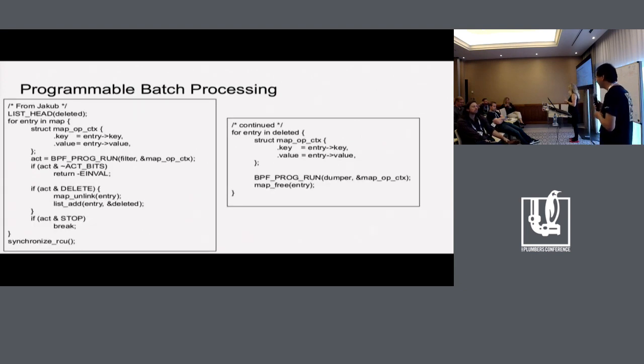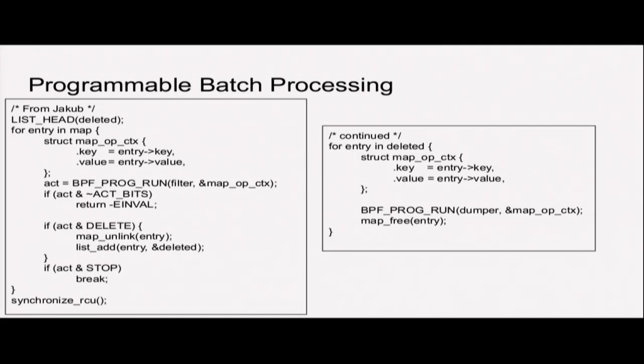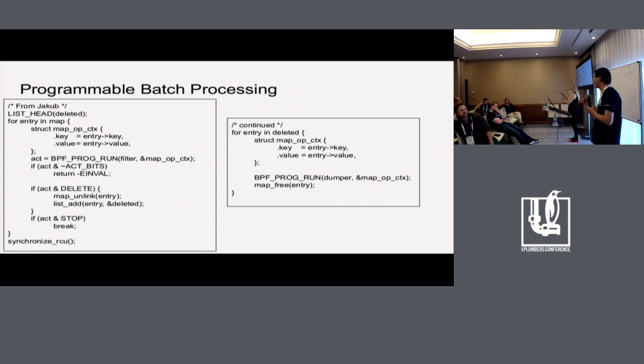And this is a programmable batch processing approach proposed by Jacob. Unfortunately, he's not here. The idea is that for each map, we have a context, which is a key value pair, and you feed it into a BPF program. This BPF program will run and tell you what action to take for this map key and value pair. If it's a delete, it goes to another path. Otherwise, it probably does some action in the BPF program itself. It does a synchronized RCU, and then before deleting, it goes ahead and deletes all the deleted keys. But it gives you an option to do something with this key value pair before you delete it. So this is much more flexible, and that's just another option.